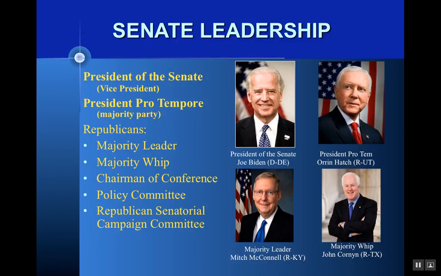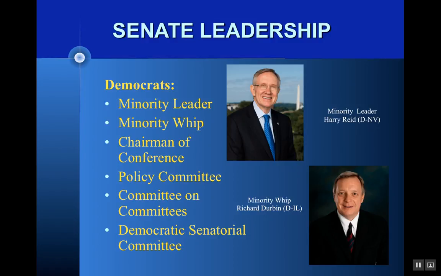The majority party is also in charge of electing a chairman of conferences. They connect with some of the policy committees, and they, of course, just like with the House, are in charge of the senatorial campaign committee for Republicans. And now for Democrats, because they are the minority party, they don't have a pro tempore, right? That's just a majority party thing. But the minority party does have a minority leader and a minority whip, which again do exactly the same stuff as the minority leader and the minority whip in the House. Just here it's the Senate. And so here we have Harry Reid, and Dick Durbin is the minority whip.